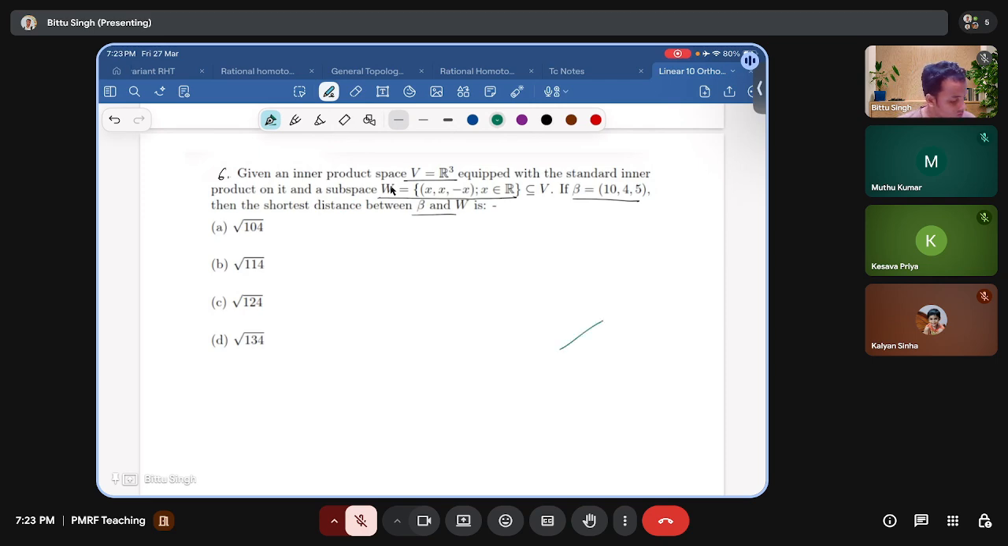So this is a vector beta, and we are considering a subspace W. Suppose W is this line, means W is the subspace given by this straight line, and we are trying to measure the shortest distance from this beta. Shortest distance means from here we need to find. So let me define what the shortest distance is.